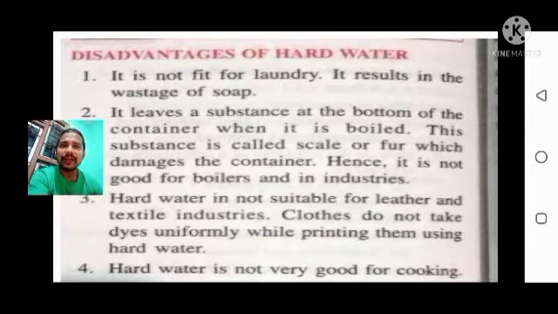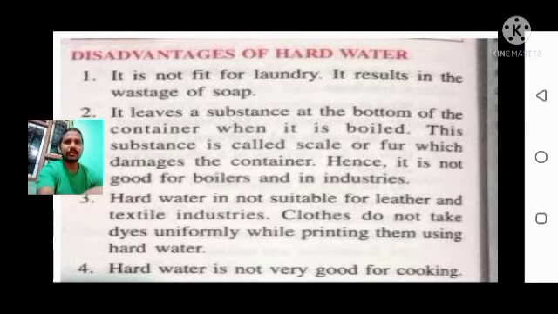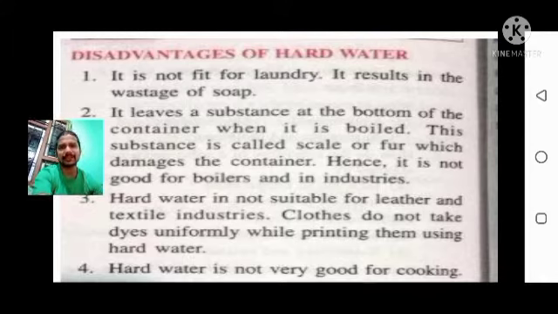The advantage of hard water is the disadvantage of soft water, and the disadvantages of hard water are the advantages of soft water. This way you can use it. So what are the advantages of hard water? Soft water, free from dissolved salts, has a very flat taste.